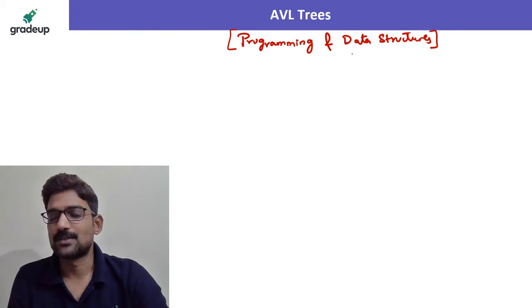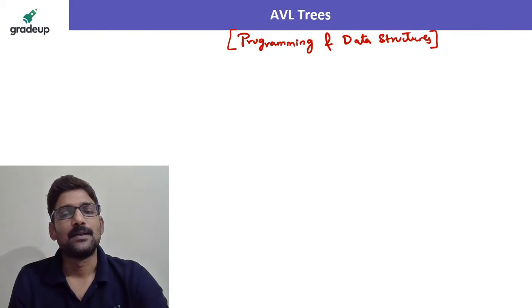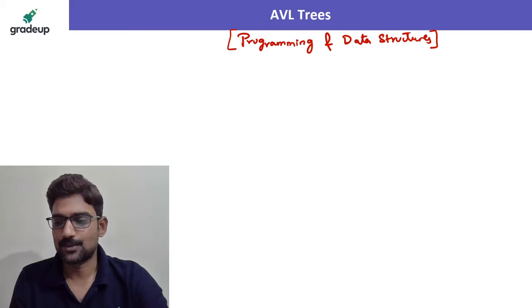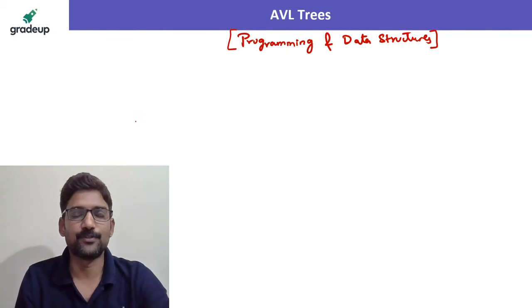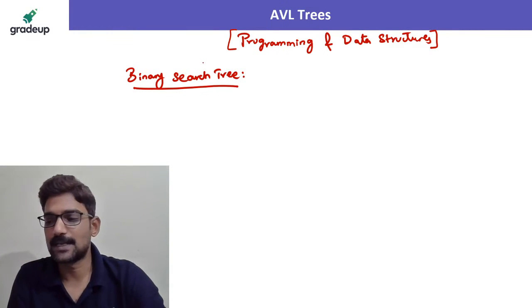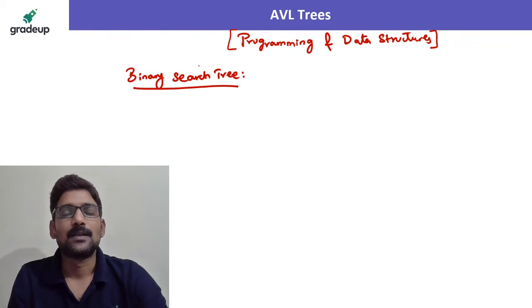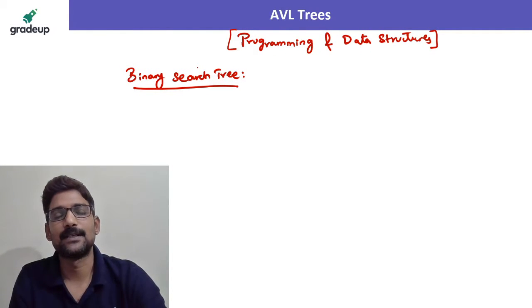So AVL trees are one of the most important topics in programming and data structures. Now let us understand AVL trees. Before that, let me tell you what is a binary search tree. Before understanding the AVL tree, first we have to understand what is a binary search tree.